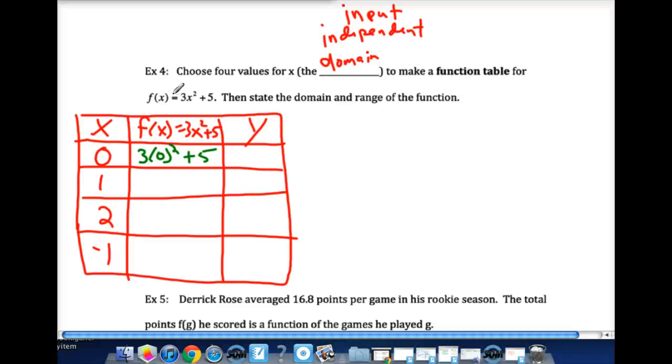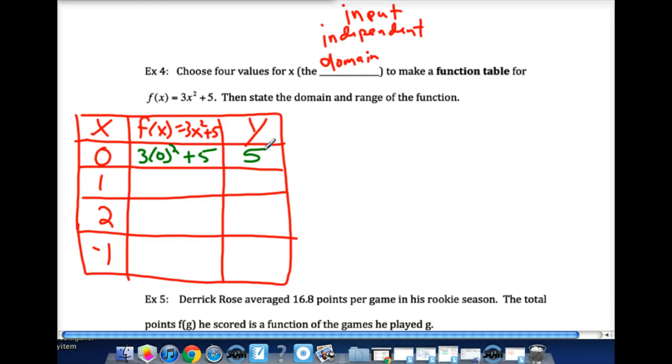Everything else is right. What's 1 squared? Times 3 plus 5. There you go. What'd you get for y when x is 0? 5. How many people got 5 for the y when x is 0?